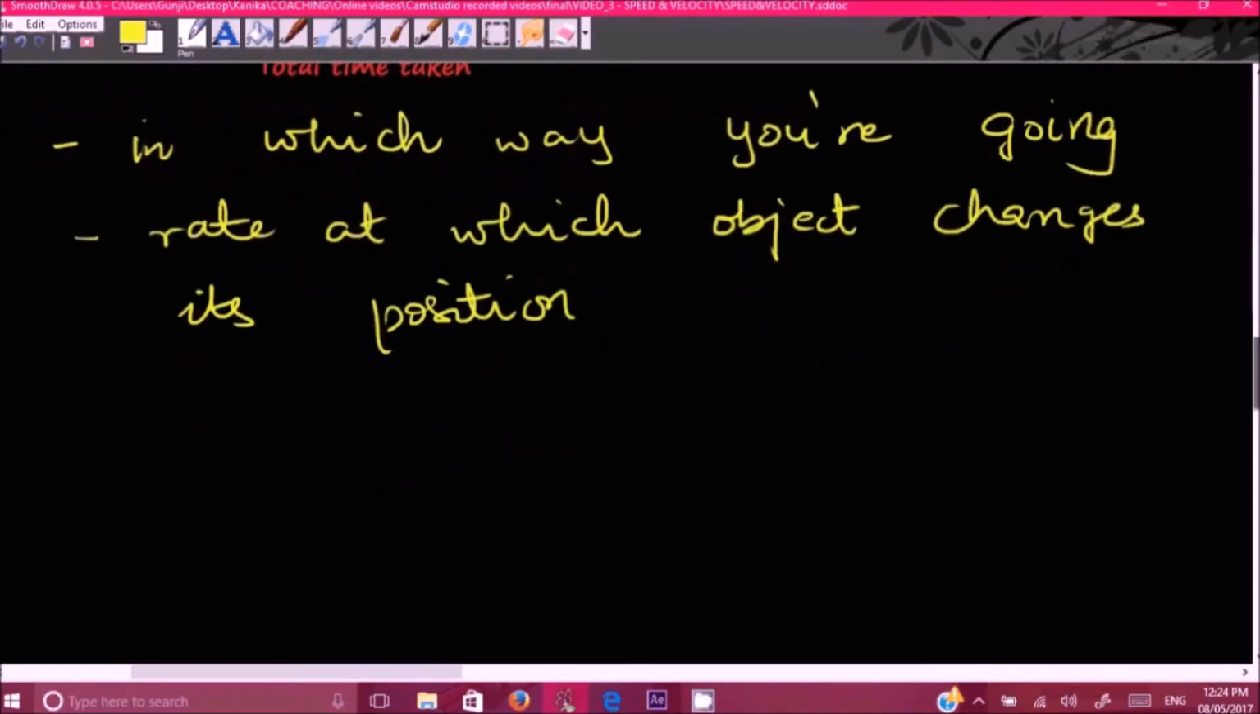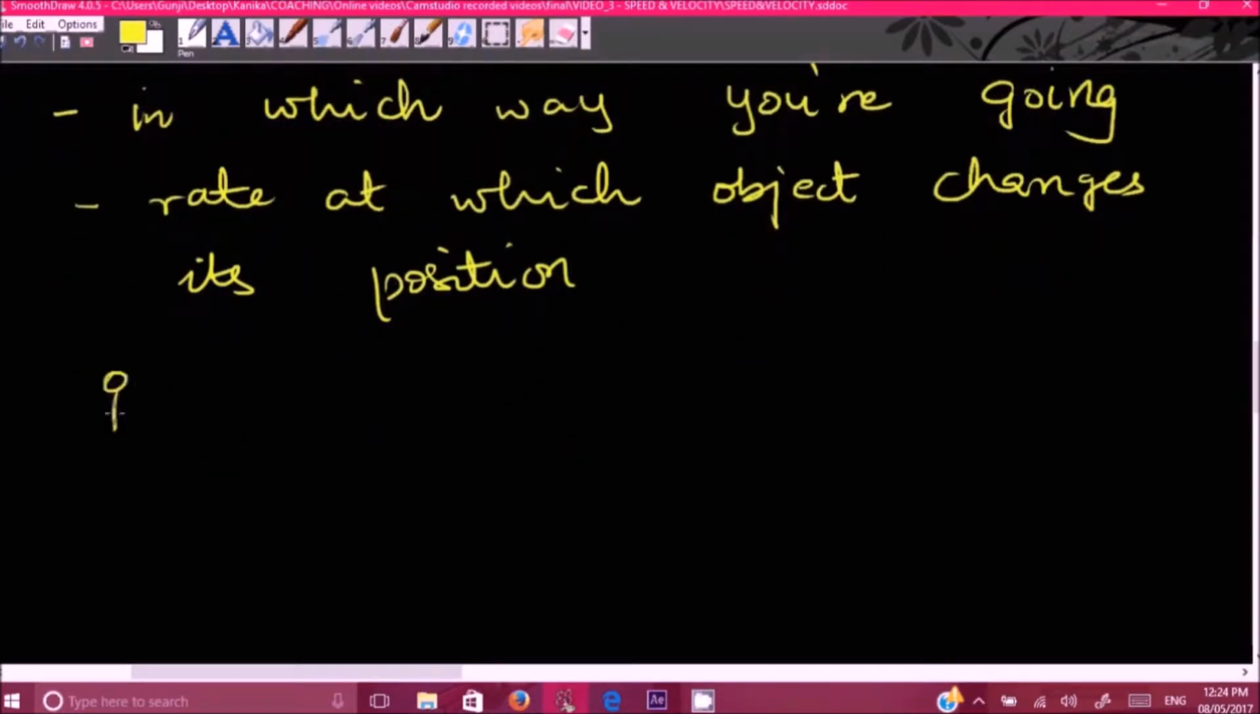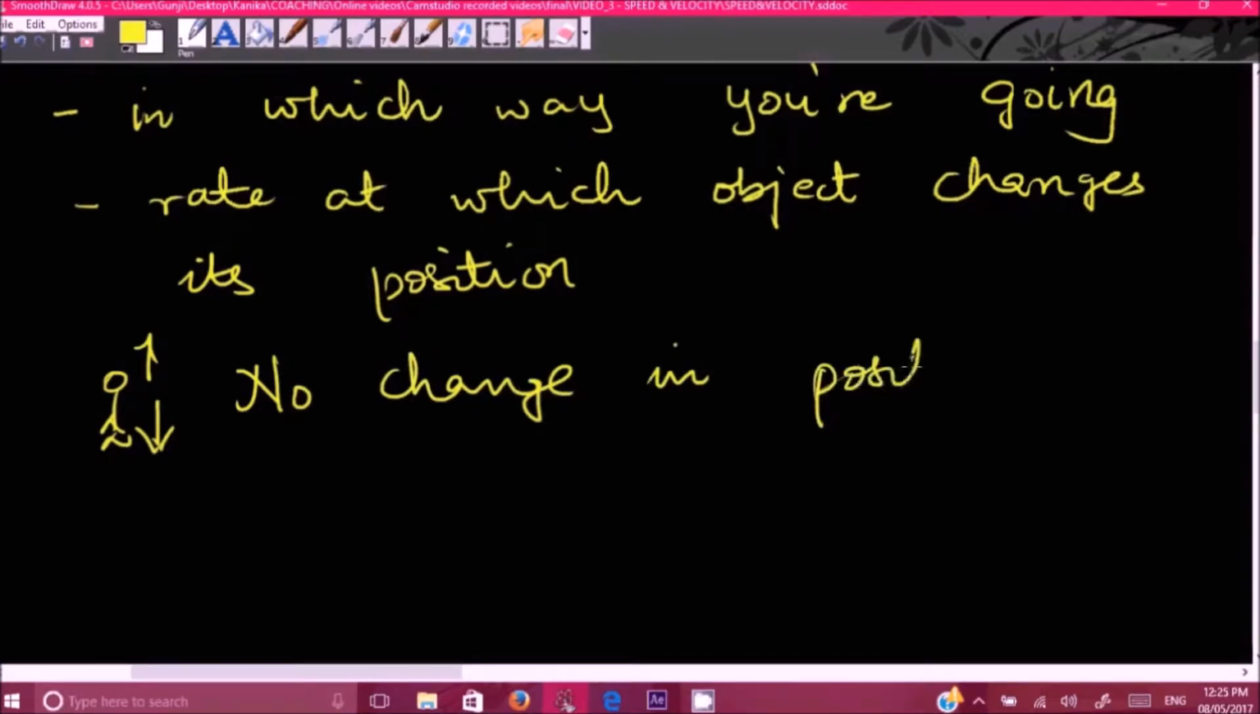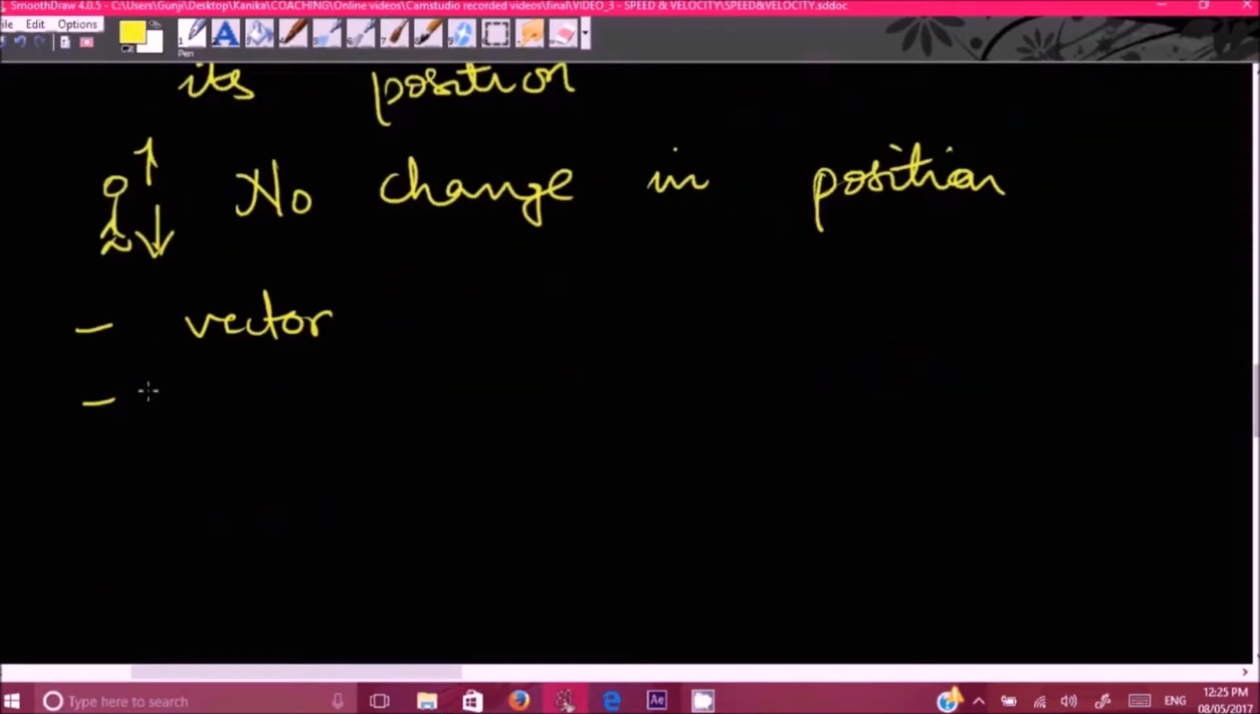For example, a girl is jumping. Although she must be tired doing this activity, let's say for an hour, but her velocity is still zero because there is no change in position. Since velocity includes a direction, therefore velocity is a vector quantity. The direction of the velocity vector is the direction in which the object is moving.